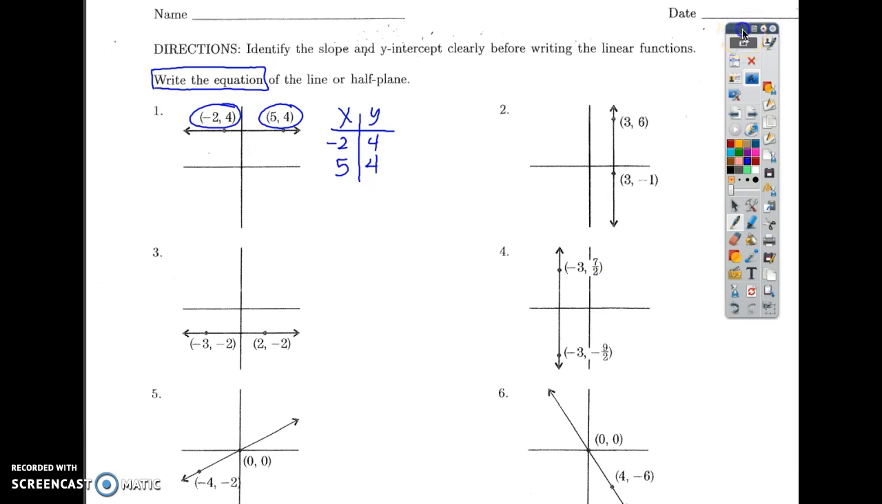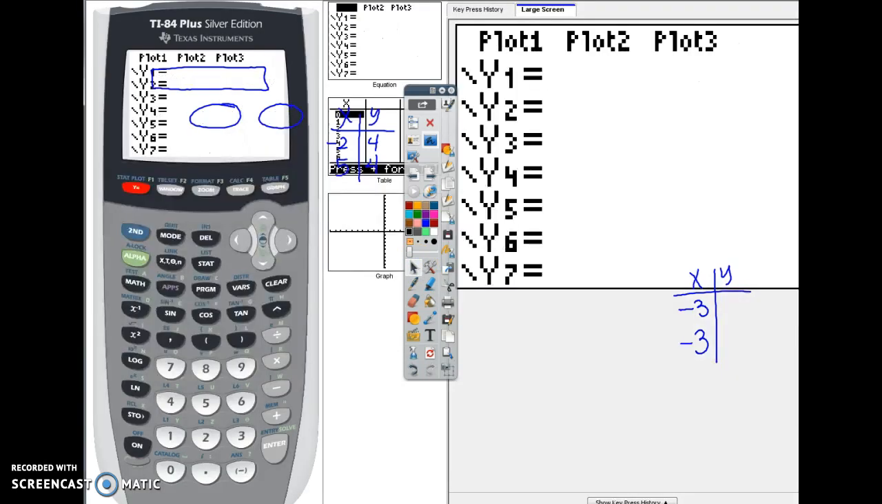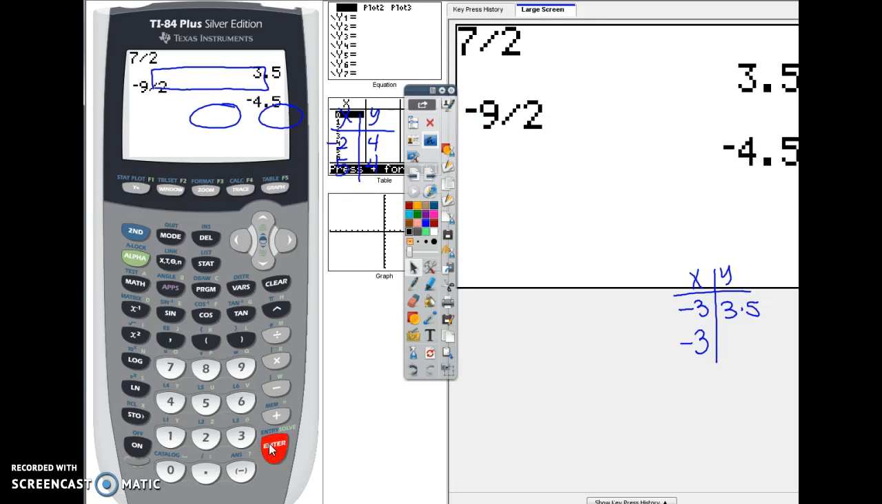So right here, it would be negative 3 and something. I need to change that to a decimal. And then negative 3 and something else again. Change that to a decimal. So you would put it in the calculator. 7 over 2 and negative 9 over 2. So 7 over 2, enter, is 3.5. And negative 9 over 2, enter, is a negative 4.5.